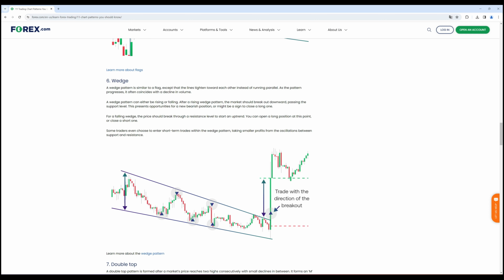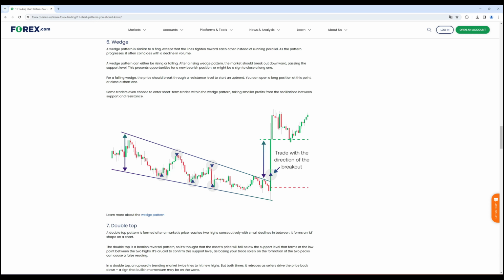After a rising wedge pattern, the market should break out downward, passing the support level. This presents opportunities for a new bearish position, or it might be a signal to close a long one. For a falling wedge, the price should break through a resistance level to start an uptrend. You can open a long position at this point or close a short one.